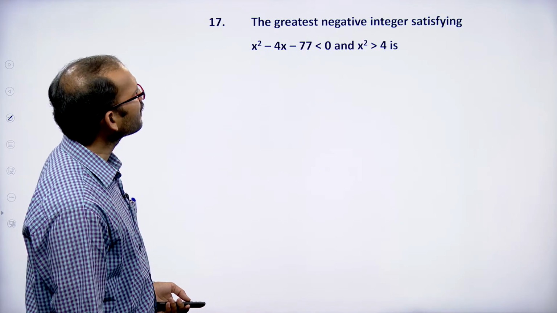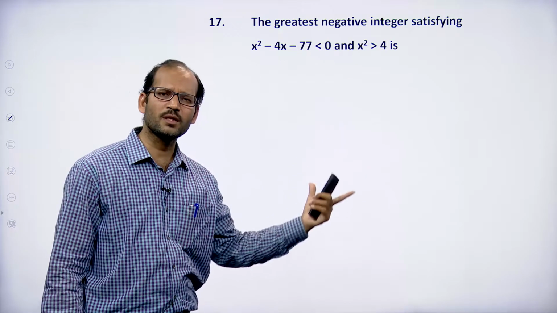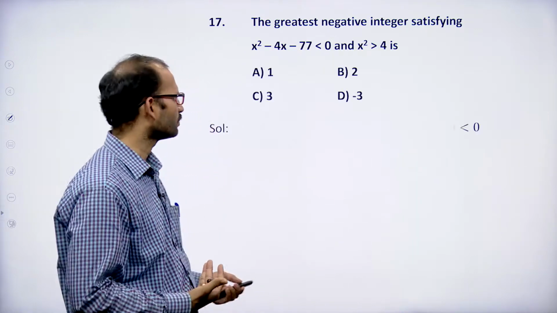The greatest negative integer satisfying this. Again, solve these two inequalities and find the values of x, and in that take the greatest integer.